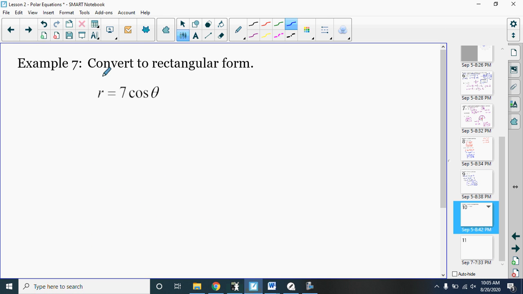Last one, promise. We are given it in polar form, and we need to change to rectangular. r equals 7 cosine theta. Again, we're keeping in mind x is equal to r cosine theta, y equals r sine theta, and if we happen to have an r squared, that is equal to x squared plus y squared.